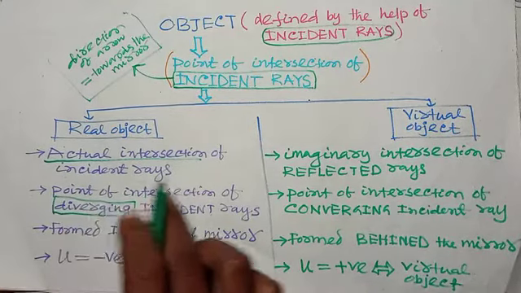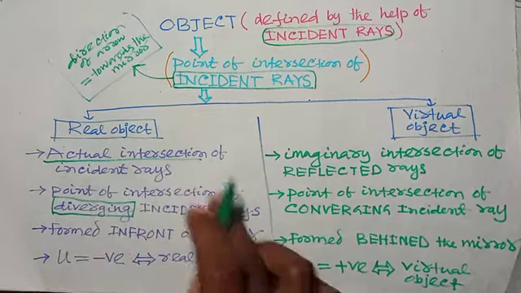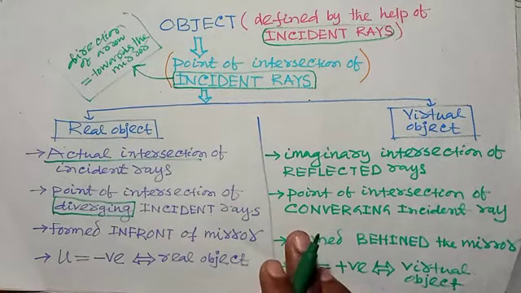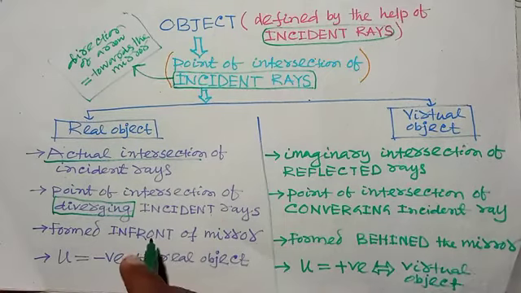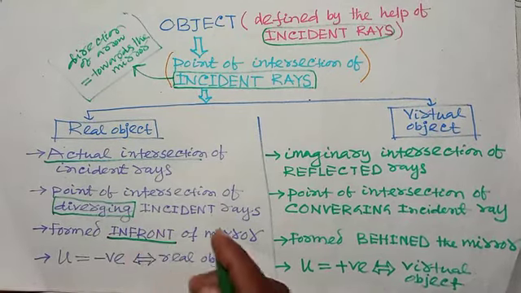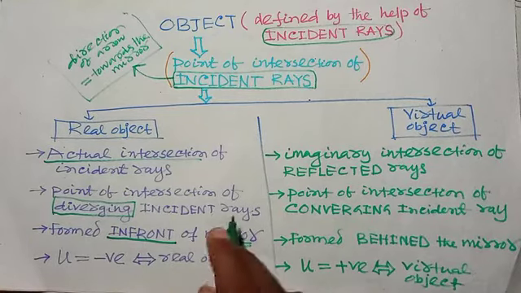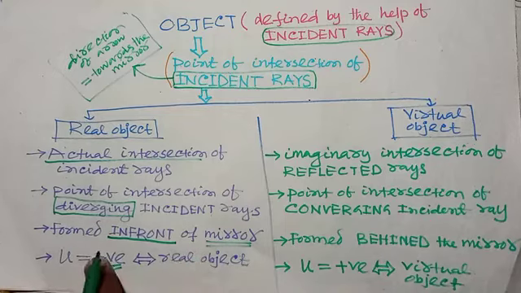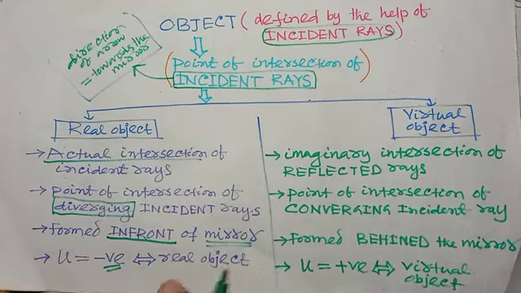It is the point of intersection of diverging incident rays. In the case of a real object, the incident rays are diverging in nature, and the real object is always formed in front of the mirror. This is very important. In case of a real object, the object distance, that is u, is always negative. So whenever u is negative, that means it is a real object.